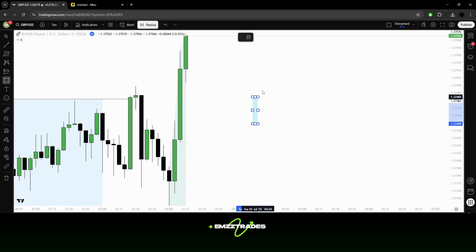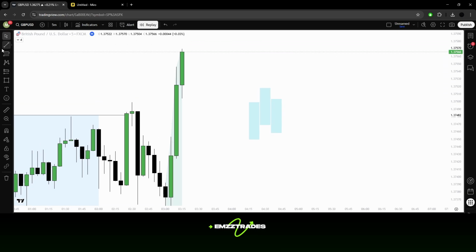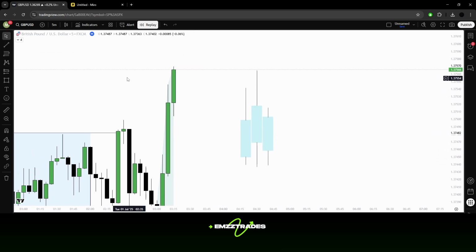A fractal high is a series of 3 candles. Let's say this is candle number 1, this is candle number 2, and this is candle number 3. As soon as we have these 3 candles, what we need to do becomes very simple. You need to just look for the wick that is the longest towards the upside. The candles can be shaped like this, and like this. So what we need to do is look for the one that is the highest and the one that's in the middle.